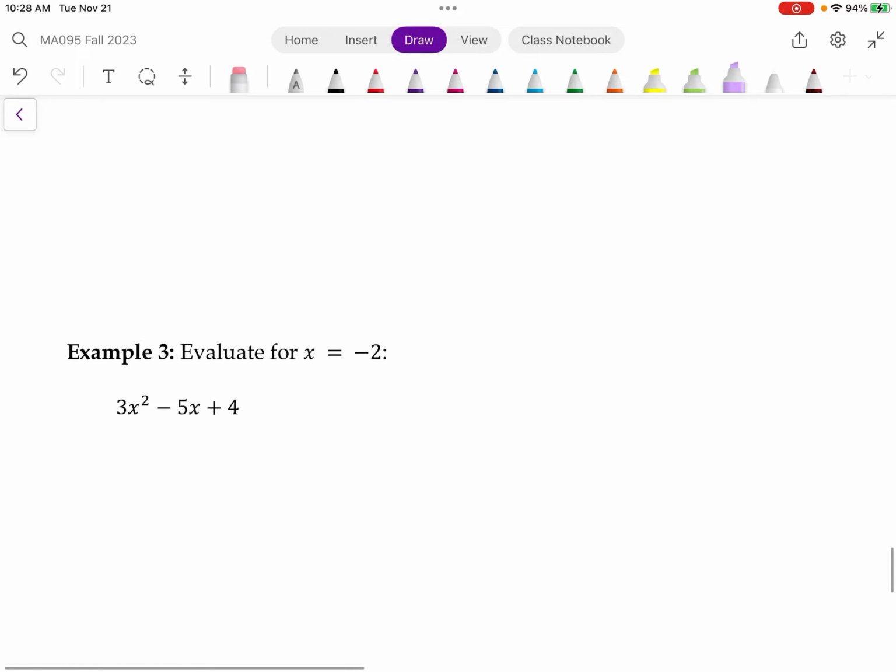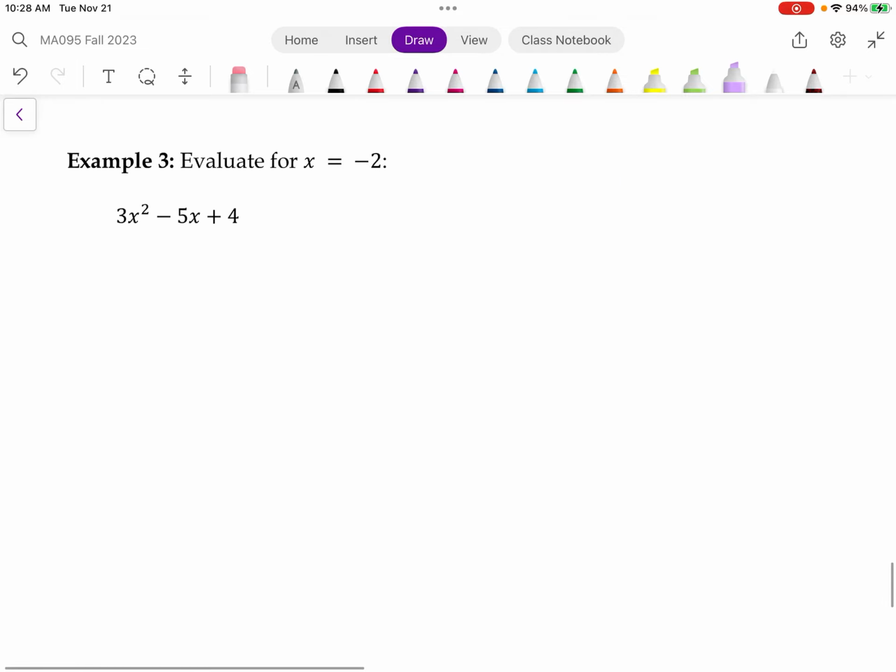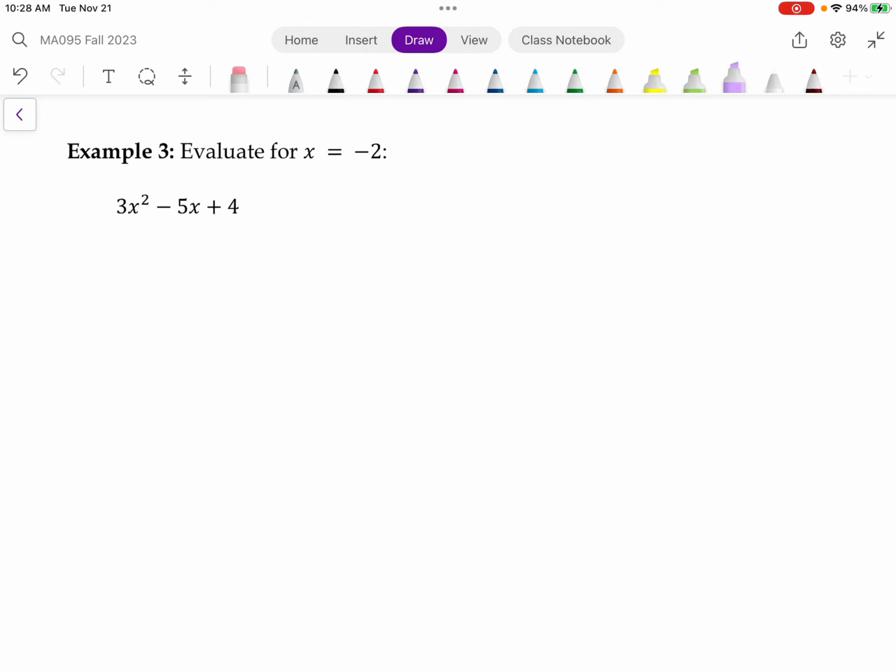All right, so moving on, we're going to evaluate. So pause the video and try evaluating this. I only have one example of each of these different kinds of things, so it would be great if you could pause and try it.